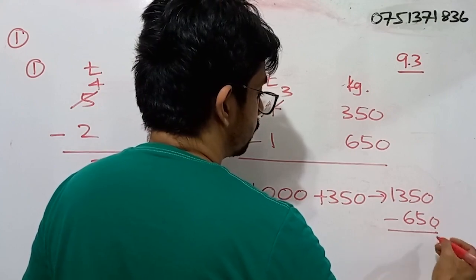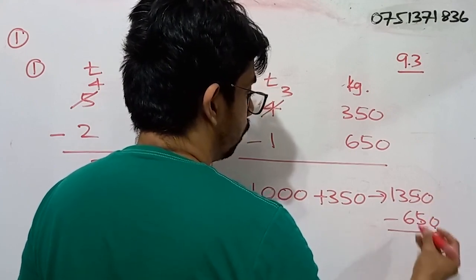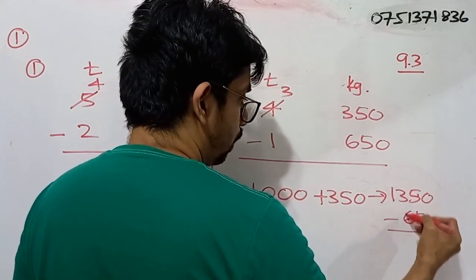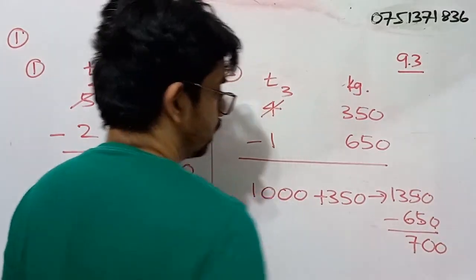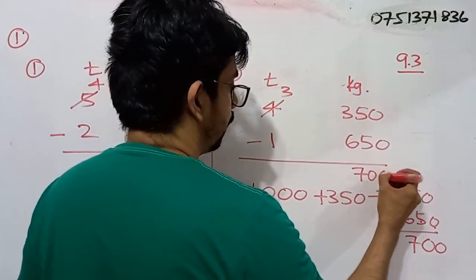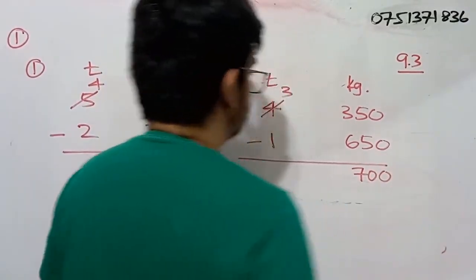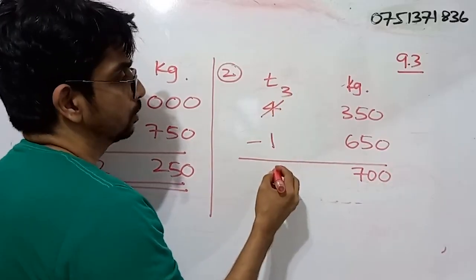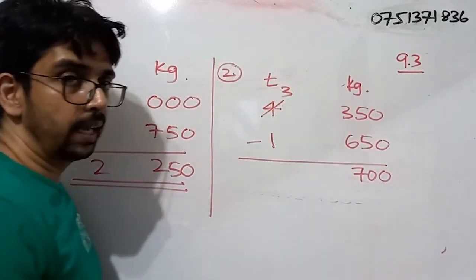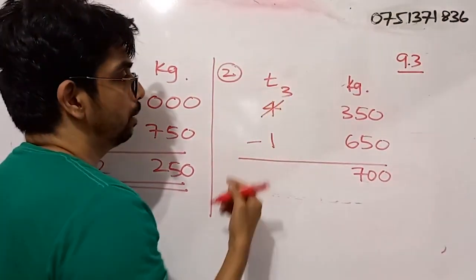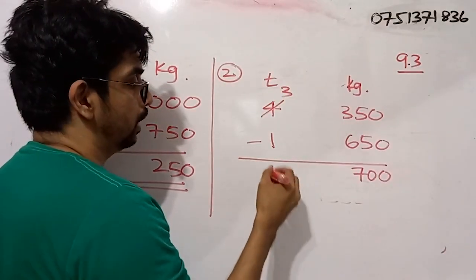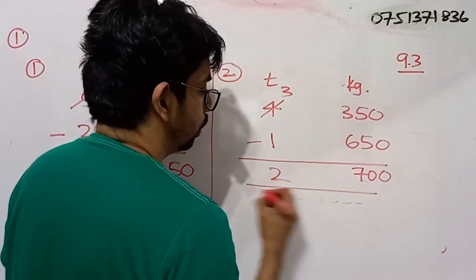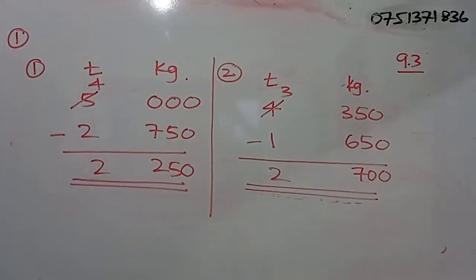0 minus 0, that's a 0. 5 minus 5, that's a 0. 3 minus 6 we can't do. 13 minus 6, that is 7. So here I can write 700. Then 3 minus 1. After we gave a 1 to the kilogram side, the remaining number of tons are what? 3. 3 minus 1, that is 2. So 2 tons and 700 kilograms.